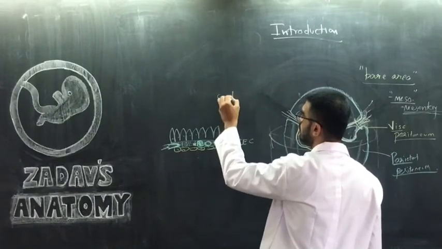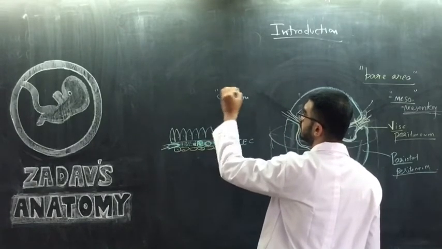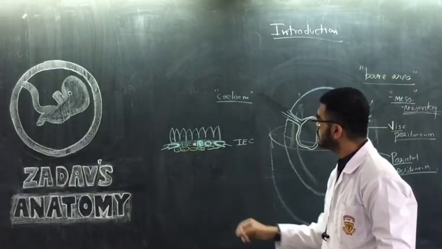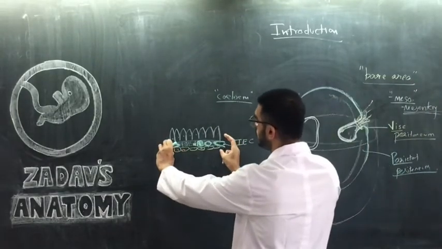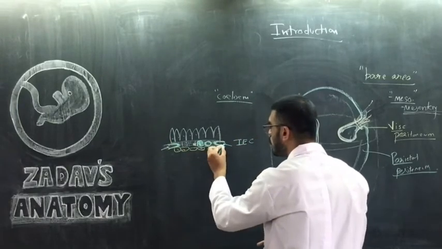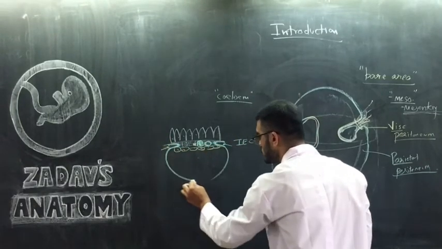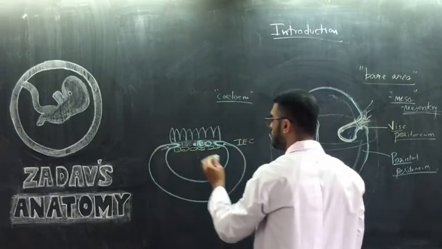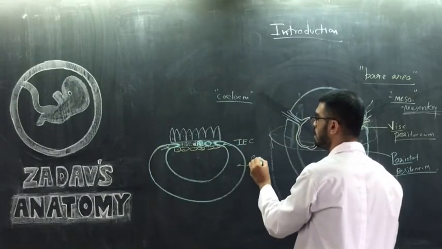Okay, intraembryonic coelom. I hope I got the spelling right. I think so. Right? Intraembryonic coelom. And eventually, during the fourth week when there is folding, all this is going to connect to each other like this. So the intraembryonic coelom now forms what is known as the peritoneal cavity. Okay?